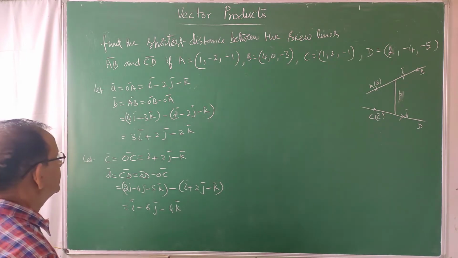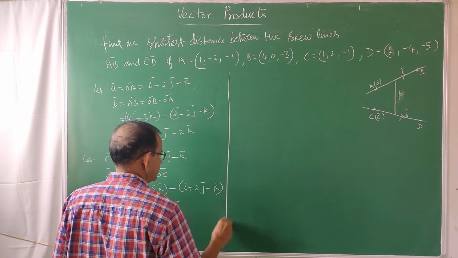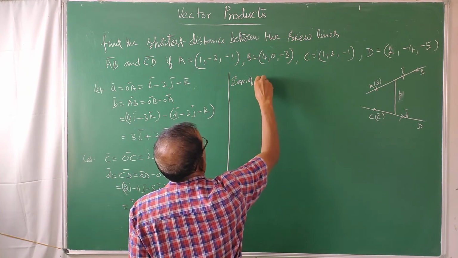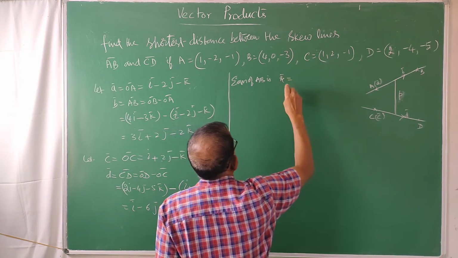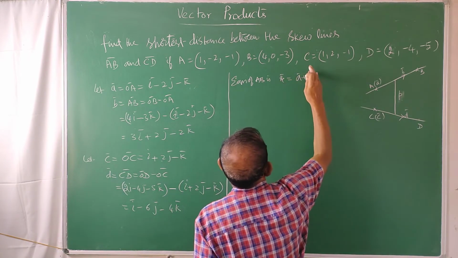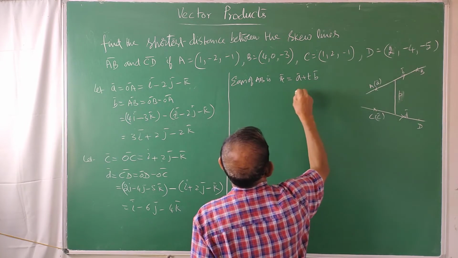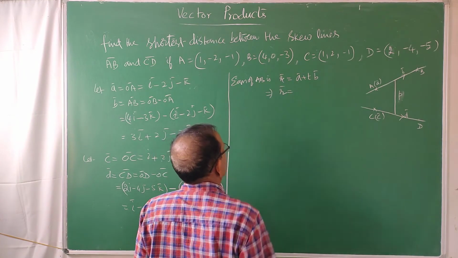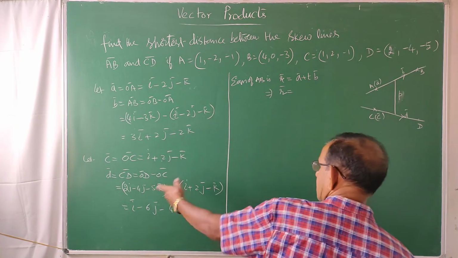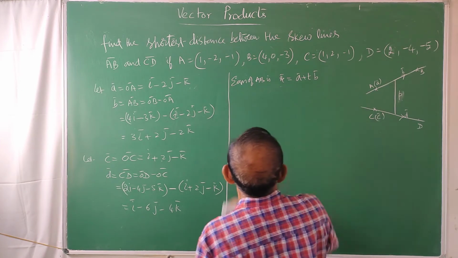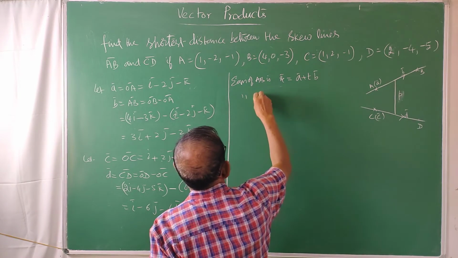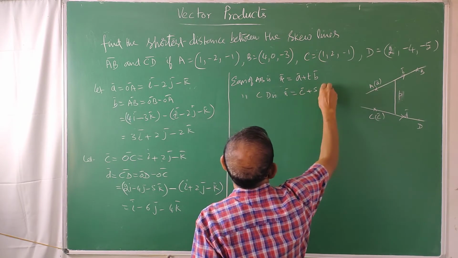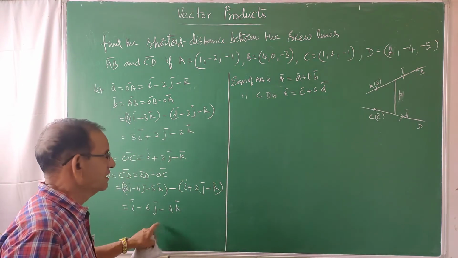Now, the first line, equation of AB, is R bar equal to A bar plus T into B bar. Keep it like that, we already wrote the values. And the equation of CD is R bar equal to C bar plus S into D bar. This is D bar, the last one.